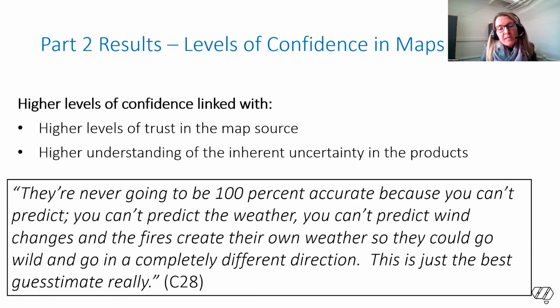And so someone from New South Wales ACT explained that they're never going to be 100% accurate because you can't predict the weather, you can't predict wind changes, and the fires create their own weather. So they go wild and go in a completely different direction. It's just the best guesstimate, really. And so that's just one example of someone trying to understand the inherent uncertainty of mapped products.